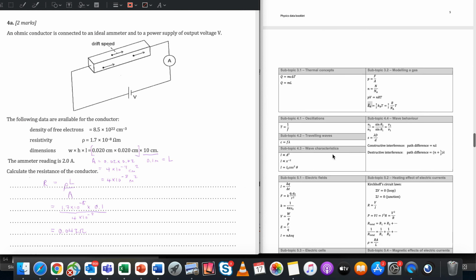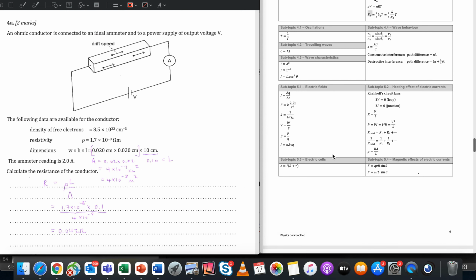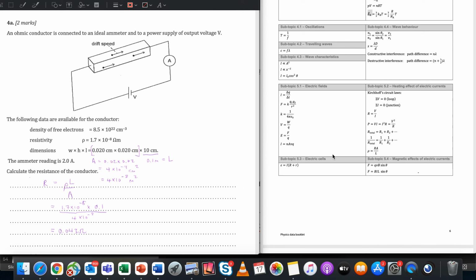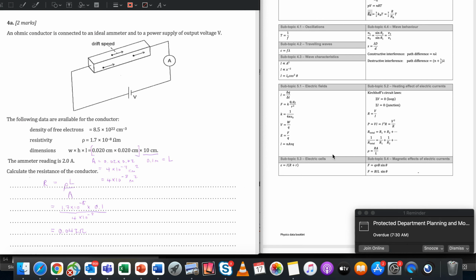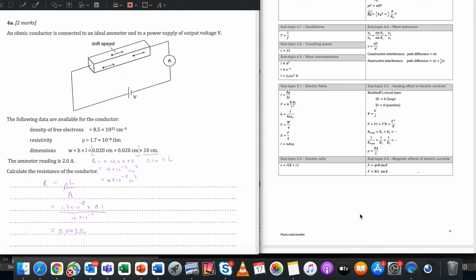Ohmic conductors. So I'm just going to find our equations here to do with, firstly, resistance. Let's ignore that for now. We're asked to calculate the resistance of our conductor, and we're told some of the dimensions and the resistivity. We are told the length here, and then the surface area, essentially.